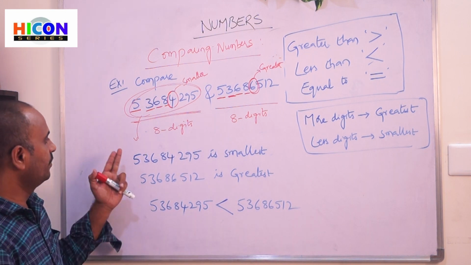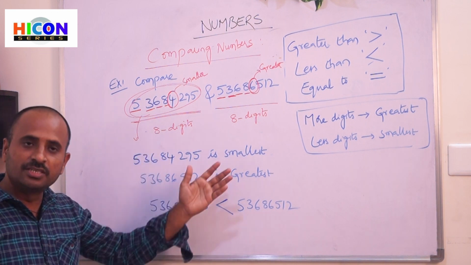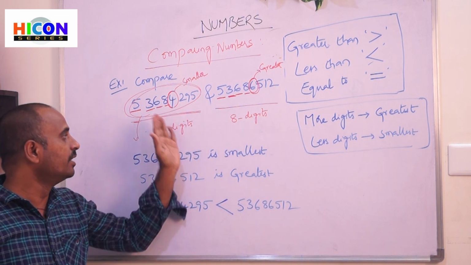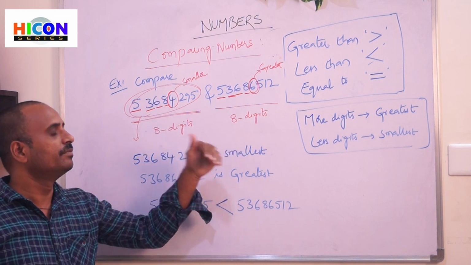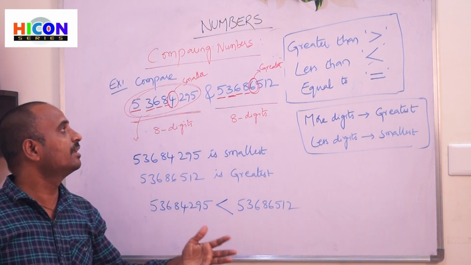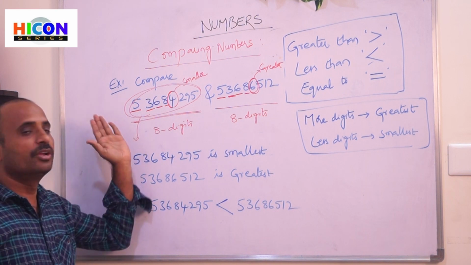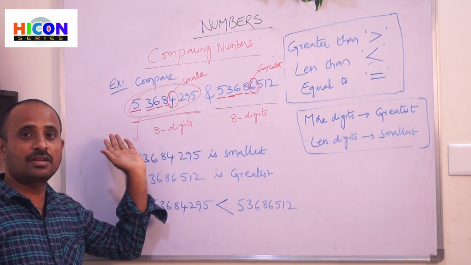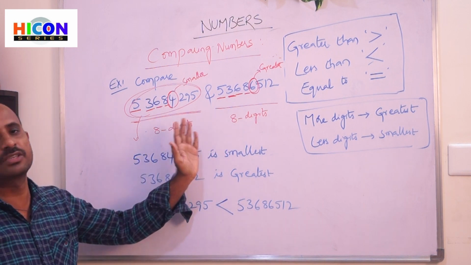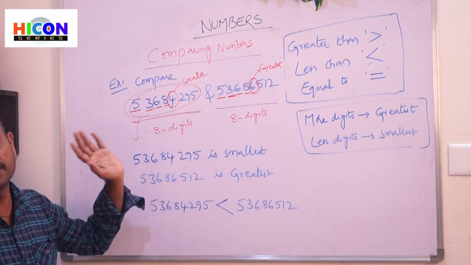So children, this is the way how to compare two numbers. First count the number of digits. If the number of digits are different, the number which has more digits is the greatest number, and the number which has fewer digits is the smallest number. If the number of digits are same, then compare each digit from the left side. If the first digit is same, then go to the second digit. If the second digits are also same, then go to the third digit. In this way, we have to continue this comparison until we get different digits. So this is about comparing numbers.